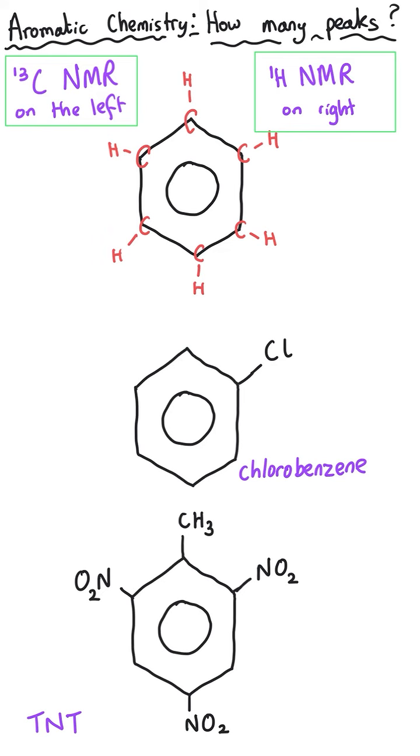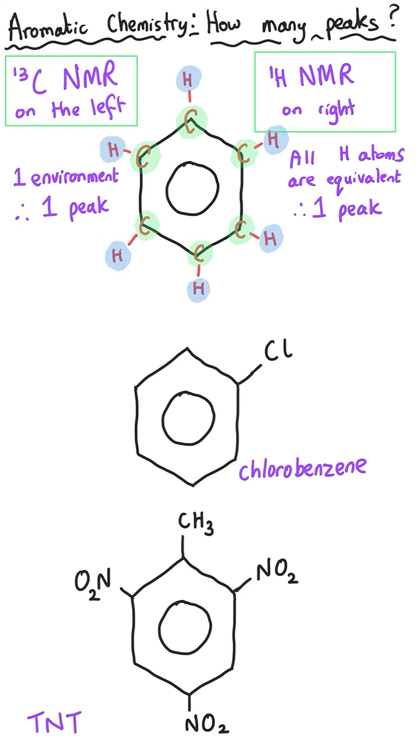And what this means is, in the carbon-13 NMR spectrum, there will be only 1 peak, because every single one of these environments will be the same. And so there is only 1 environment, 1 set of equivalent carbon atoms. And it will be the same for proton NMR as well, because each of these carbon atoms has got a hydrogen atom attached to it, and so they will all be equivalent, and so there will be 1 peak.